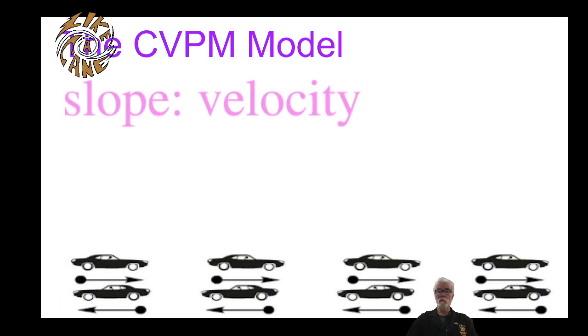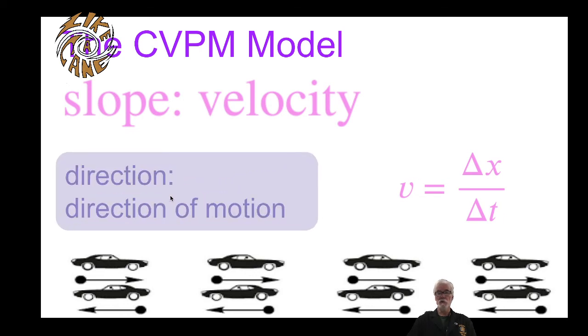The slope of a position versus time graph has a name that you've probably heard before. It's called velocity. It's defined as the slope of that graph, so that means it's the change in position or the displacement divided by the change in time or the time elapsed. The sign of the slope indicates the direction of travel. So if it's positive slope, that means it's going in the positive direction. If it's negative slope, that means it's going in the backwards direction.